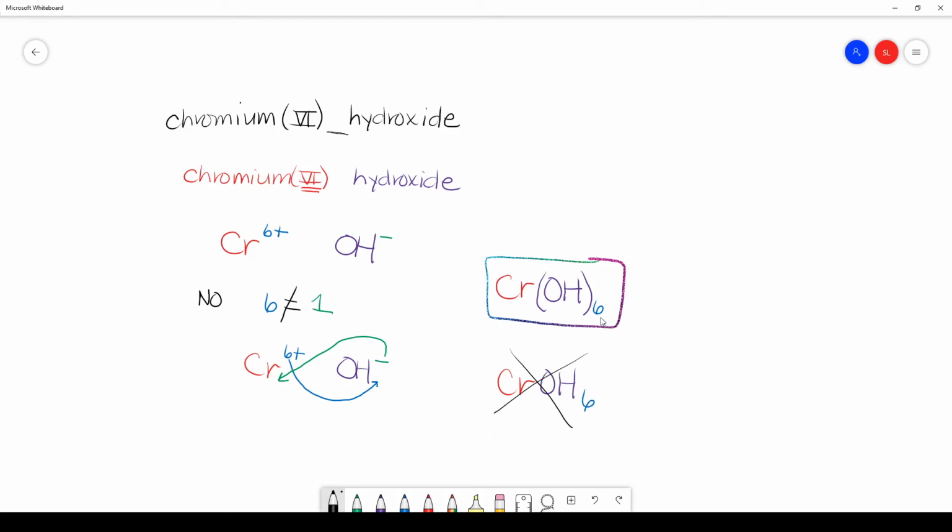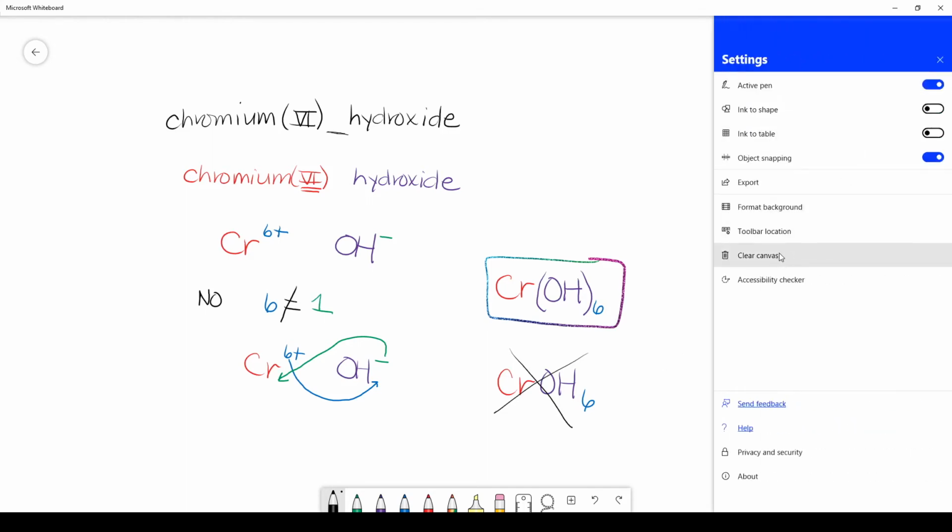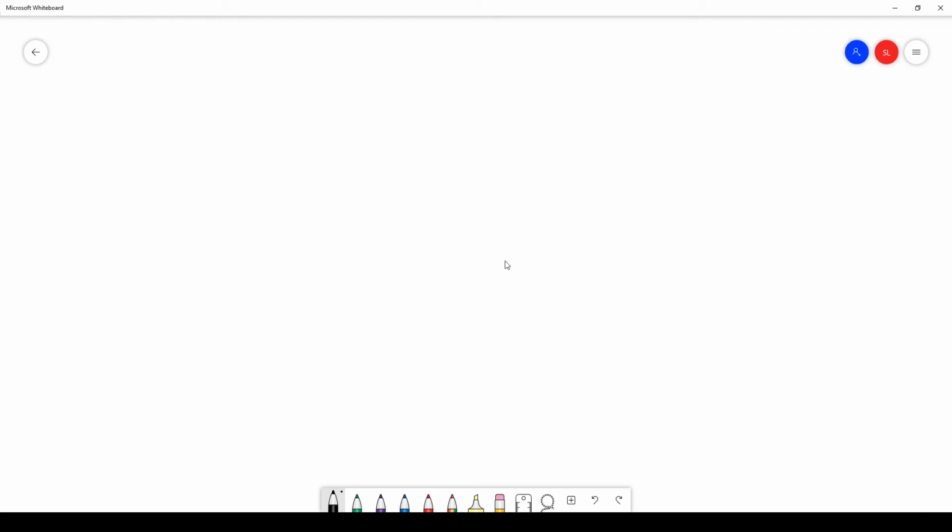So make sure when you have a polyatomic ion, I'm going to say it again, and you have more than 1, in other words, you have a subscript attached to that polyatomic ion that is a 2, a 3, a 4, a 5, a 6, you have to make sure you enclose the whole thing in parentheses, the whole polyatomic ion. So we'll move on to our last example of naming a formula. And we have magnesium carbonate.